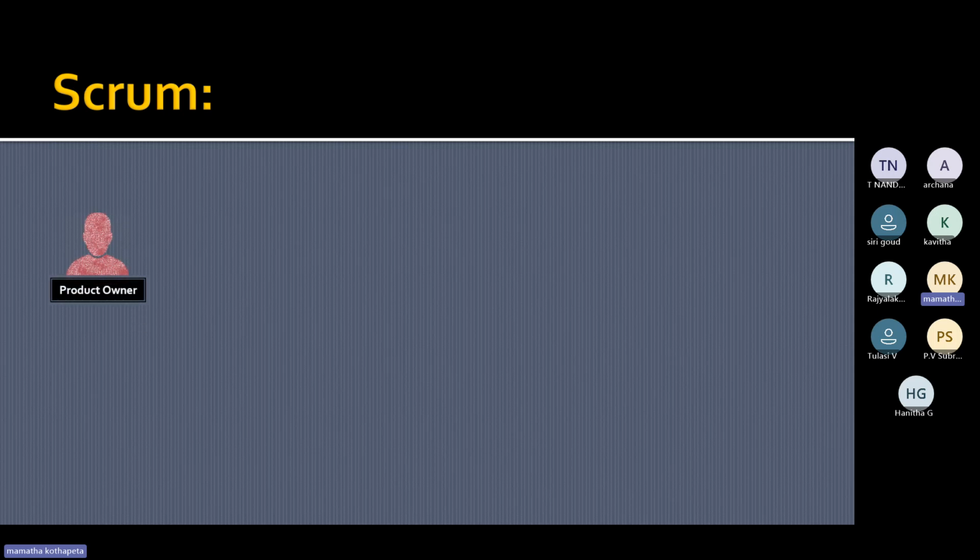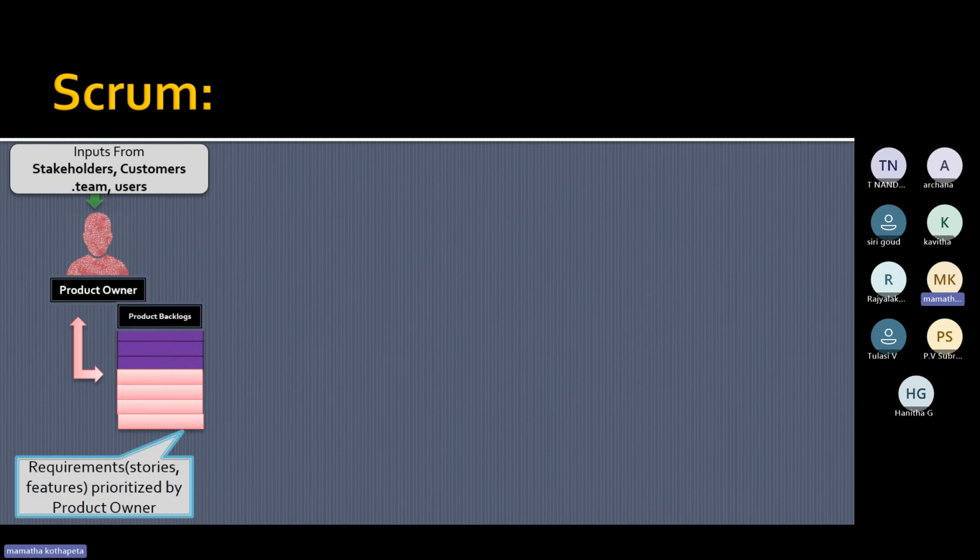Now we know there is a product owner. What does he do? He gathers all the requirements from the customer. Generally, he is from the customer side only. He gathers all the requirements in one place and prepares a document called the product backlog.